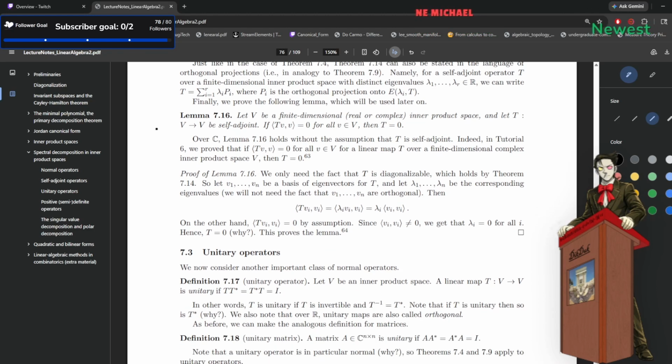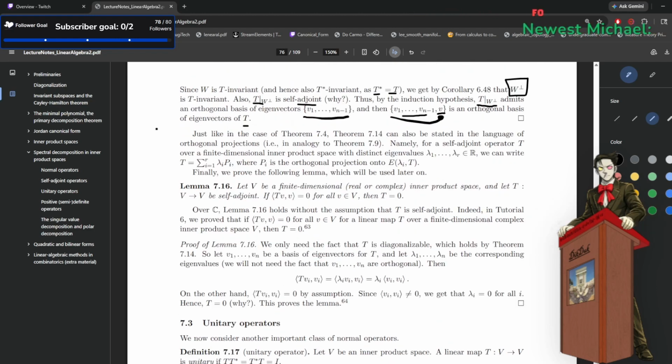Now, just like in the case of theorem 7.4, theorem 7.14 can also be stated in the language of orthogonal projections, in analogy to theorem 7.9. Namely, for a self-adjoint operator T over a finite dimensional inner product space with distinct eigenvalues lambda 1 through lambda r in the real numbers, we can write the transformation T as the sum of lambda i times Pi, where Pi is the orthogonal projection onto the eigenspace of lambda i.